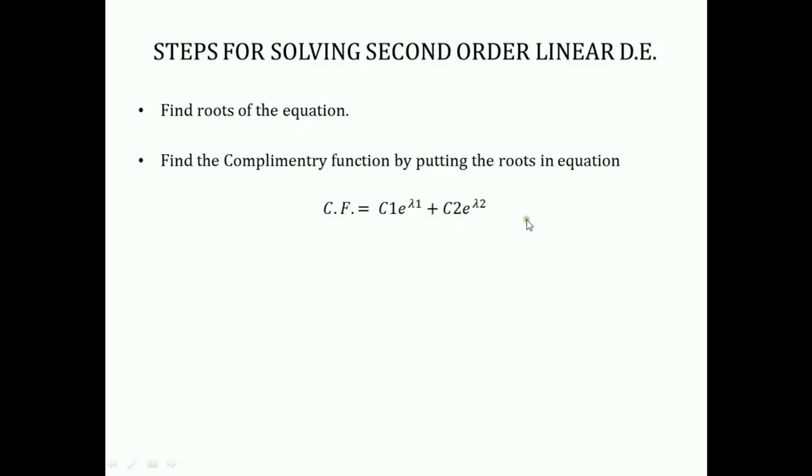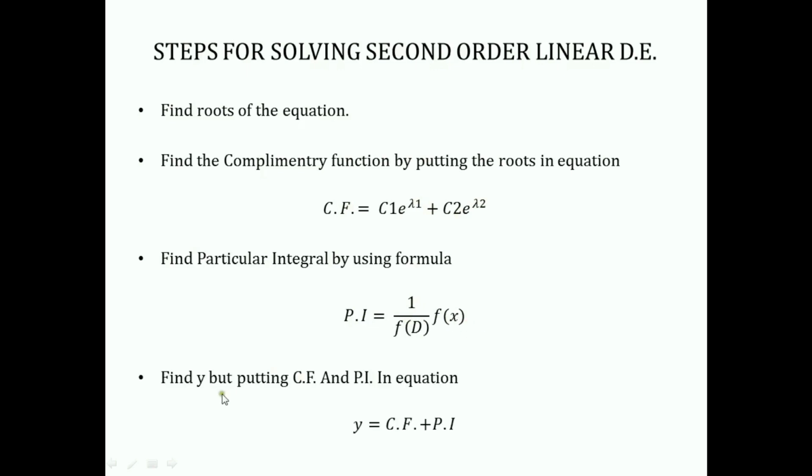Then we need to find the particular integral by using the formula: particular integral equals 1 upon the auxiliary equation times the function of x. Then we can find y by putting the complementary function and particular integral in the equation y = CF + PI. But today we are going to solve a case in which the function of x is a quadratic. For that, the steps are almost the same with a slight difference.